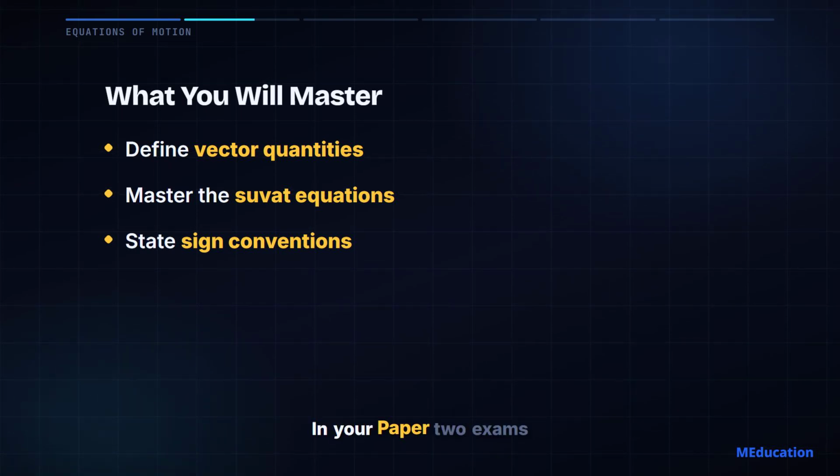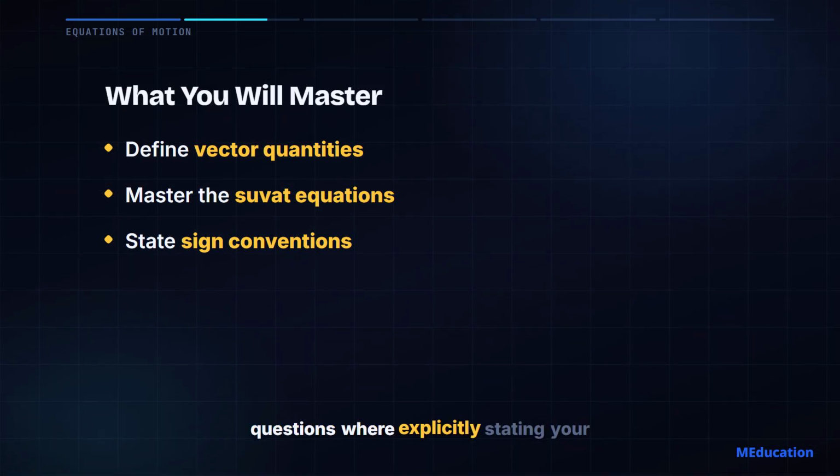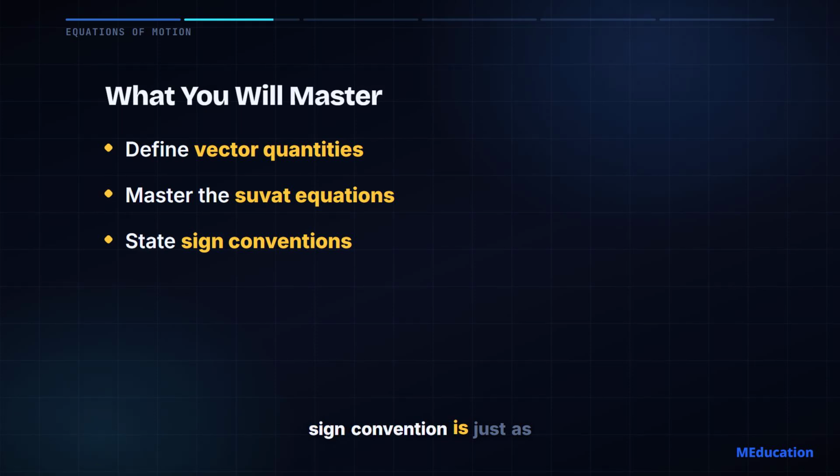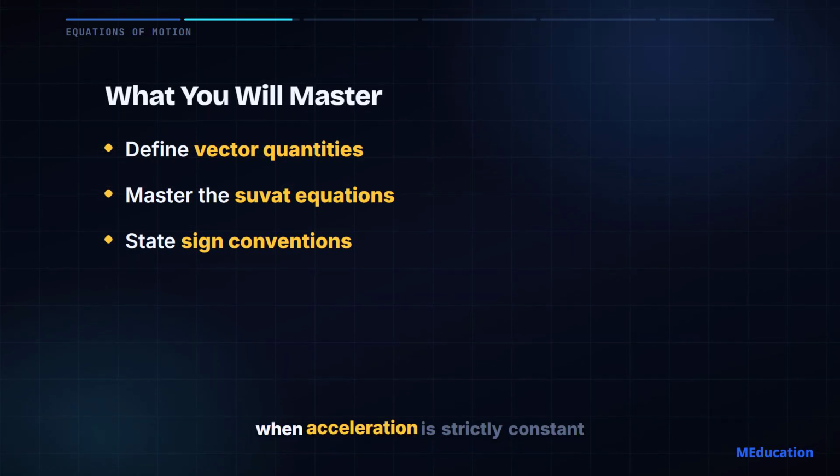In your Paper 2 exams, you will face structured calculation questions where explicitly stating your sign convention is just as important as calculating the final answer. Remember, these equations only work when acceleration is strictly constant.